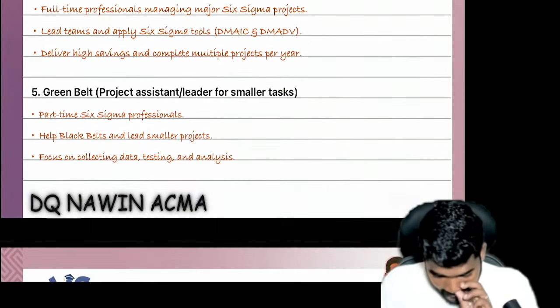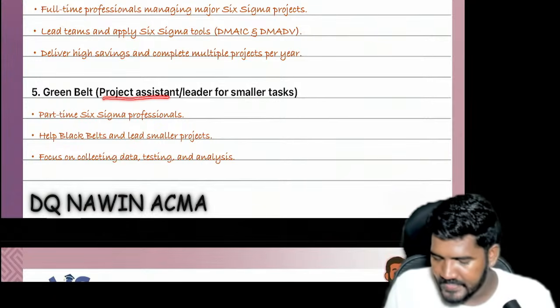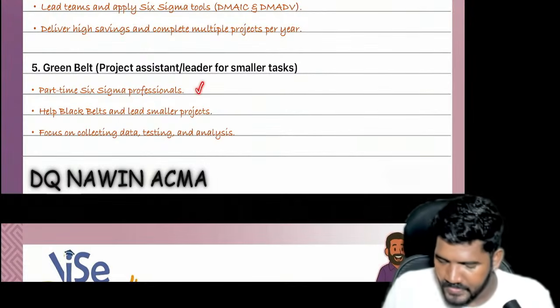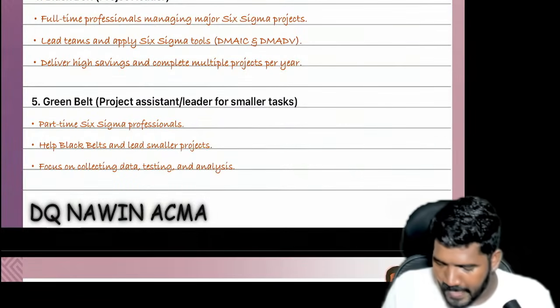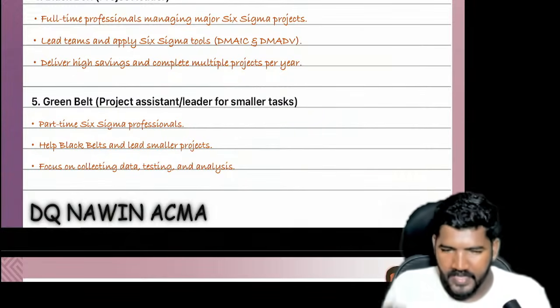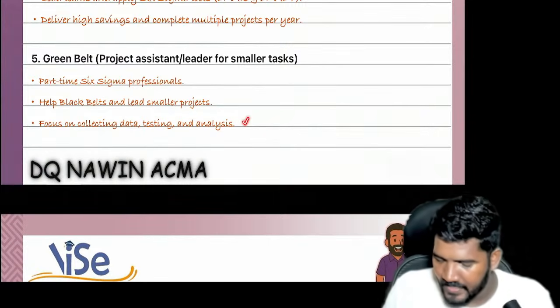Next, green belt. The green belt is a team project assistant and leader for small tasks. They are part-time Six Sigma professionals who help black belts and lead smaller projects. Green belt holders are doing small projects. They help the black belts and focus on collecting data, testing and analysis.